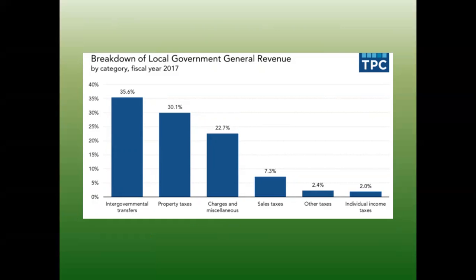Typically in Pennsylvania, you pay two property taxes, one in the spring, one in the fall. One goes towards your school district and the other goes towards your local government, and part of that goes towards the county. Sales taxes, as you see, are a rather small source of revenue for local governments, and individual income taxes are not a big source for local governments.